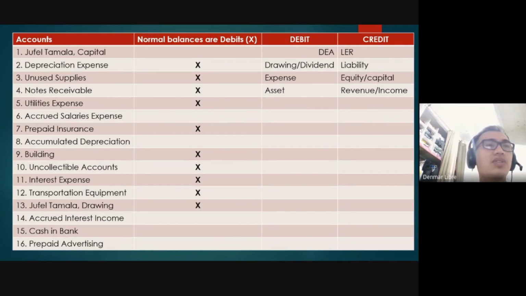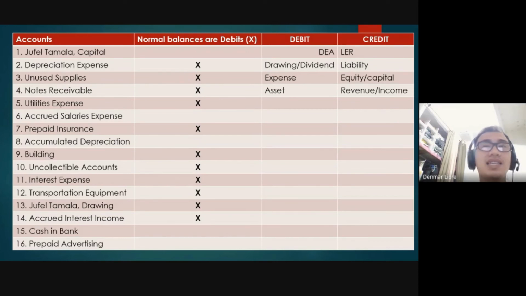Next, we have accrued interest income, which is not an income account because of the term accrued. Accrued income means income earned but not yet collected. In short, if you combine the term accrued with the term income, that becomes receivable. In other words, accrued interest income is just the other term for interest receivable. So this is an asset with debit as normal balance.